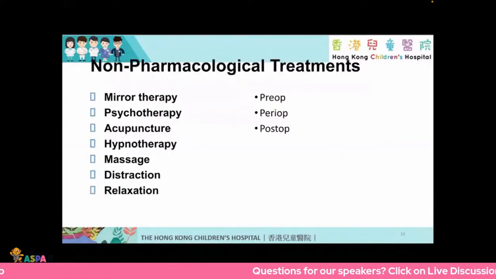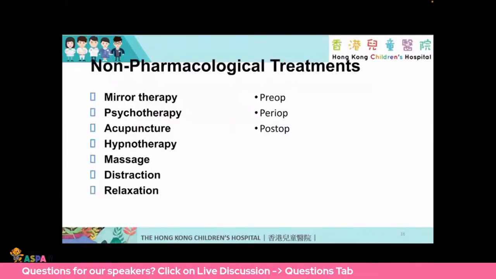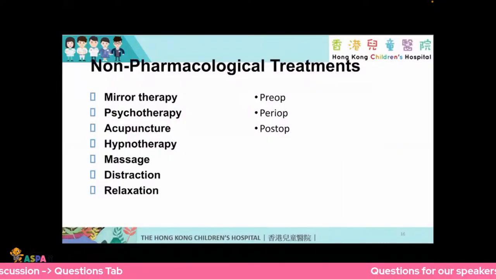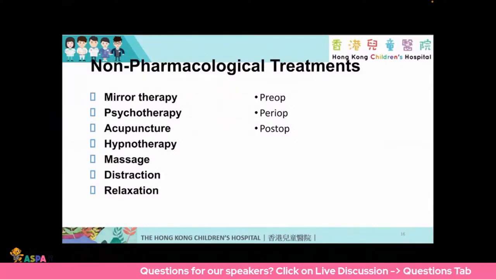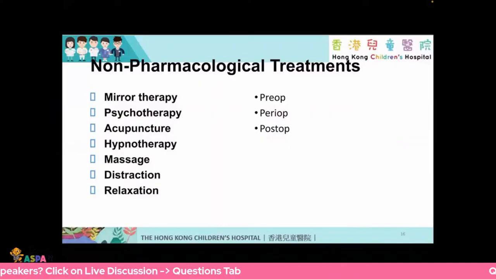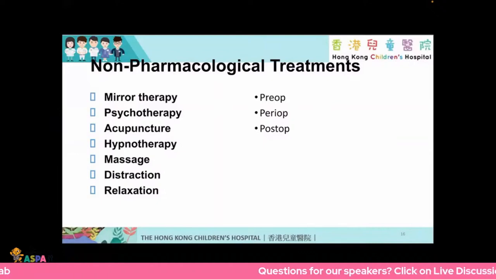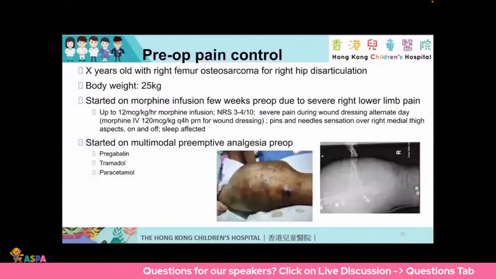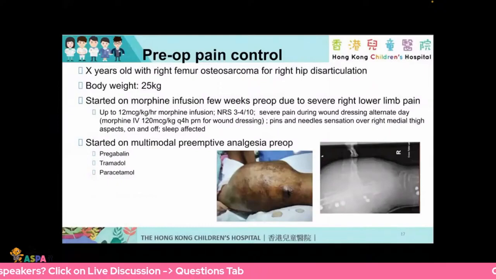As for non-pharmacological treatments, there are a lot of them. If you ask your physiotherapists or occupational therapists, they can name many more than you can see on this list. Some of them can be applied from the preoperative period or the immediate post-op period, or in the subacute phase, for pain relief and even for rehabilitation. So in the following, I would like to demonstrate a case that my team has treated, with the input of various parties, to help manage a girl.